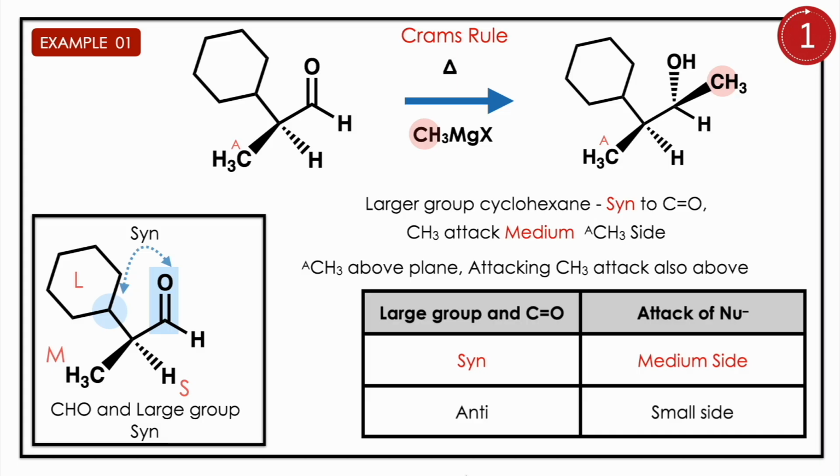Here the medium group is methyl. Methyl is above the plane, so the attacking methyl also attacks above the plane. OH goes below the plane. Hydrogen is already on the plane. Here you have the selective major product. The concept you have to learn here is that mastering the stereochemistry helps you to write the final product better.